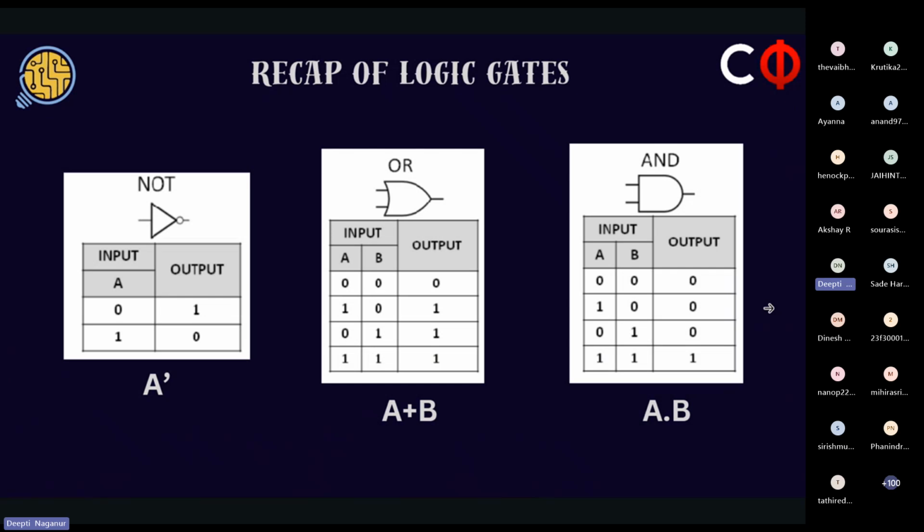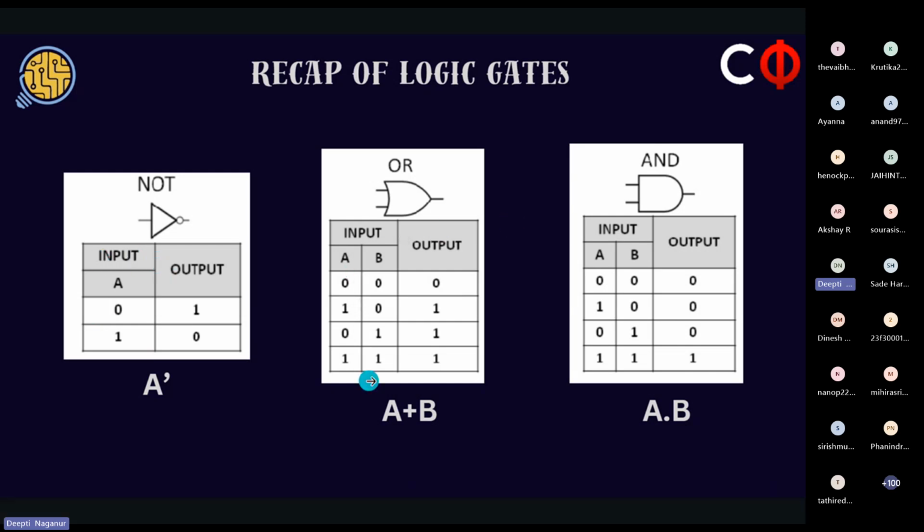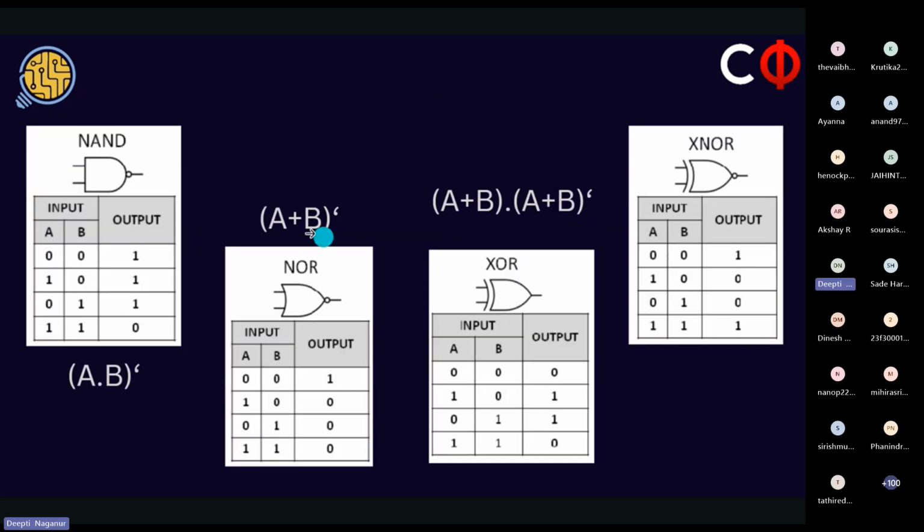So again, recap of logic gates: NOT, OR, and AND, which we just went through. The table here, that is the input-output table, is called the truth table. Since A and B can take only either 0 or 1 as a value, we can make this truth table. We can take combinations and say what might be the output.